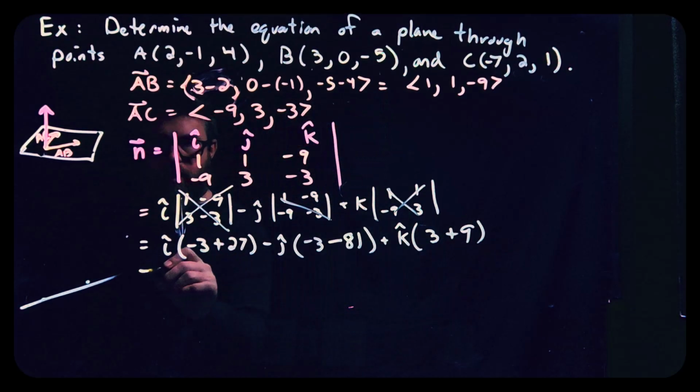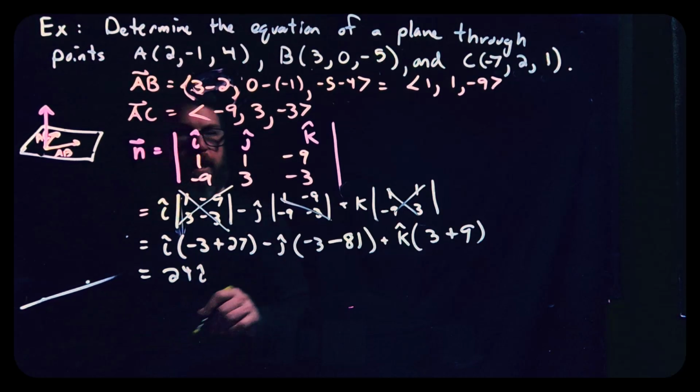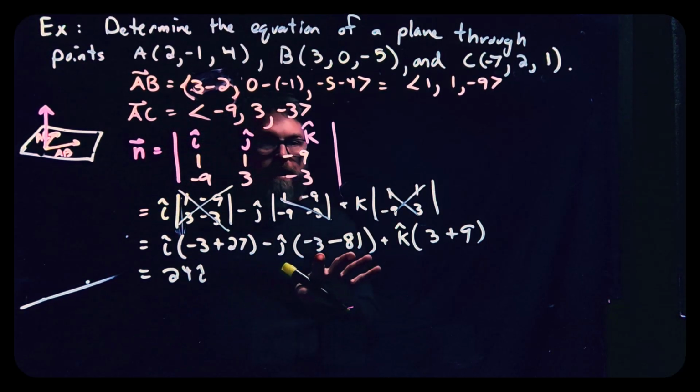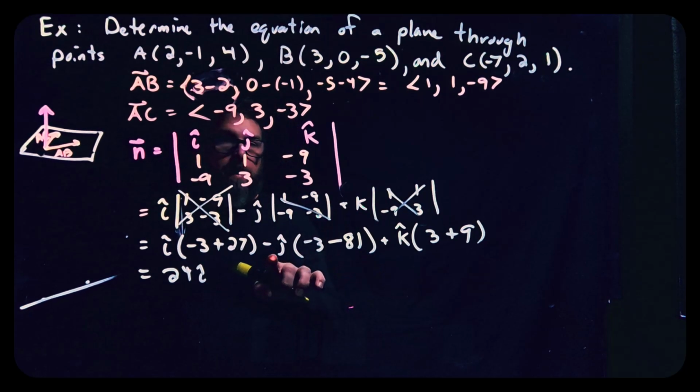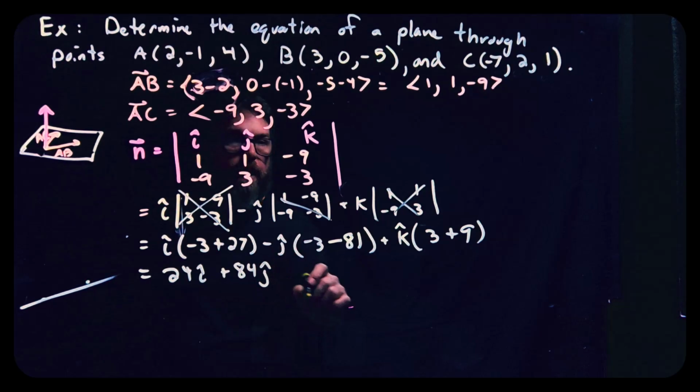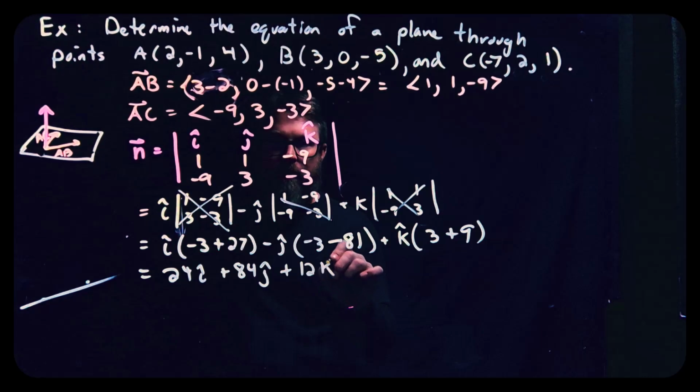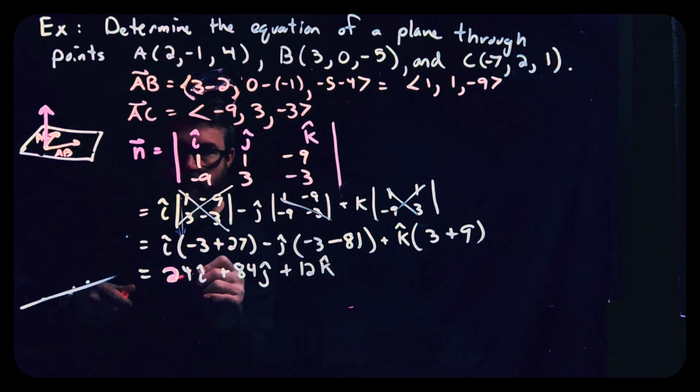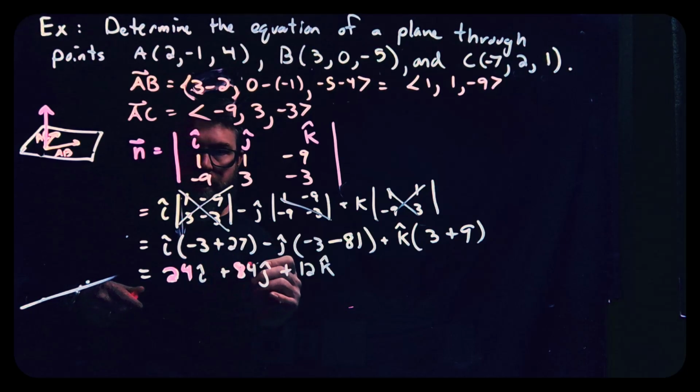So what we're going to get here is 27 minus 3 is going to be 24i. Minus, this is going to be negative 84 multiplied by a negative, so this would be plus 84j. And then finally, plus 12k. Now remember, this is our normal vector, so I'll just put it in pink. These are going to be our coefficients. So 24, 84, and your 12.